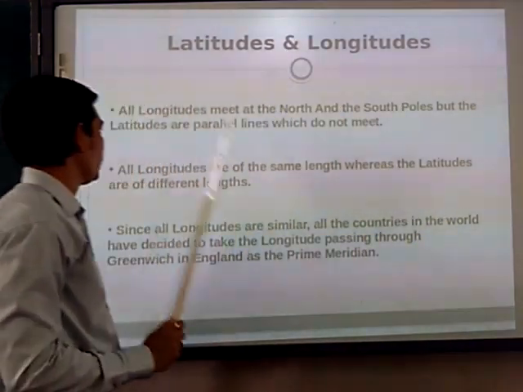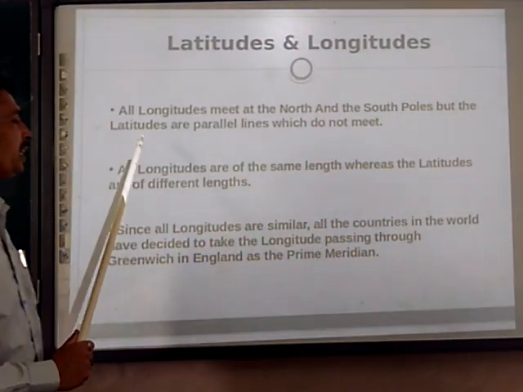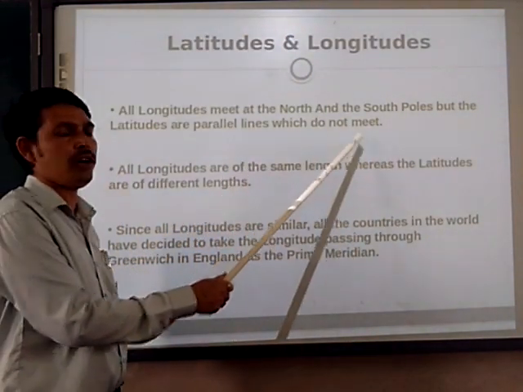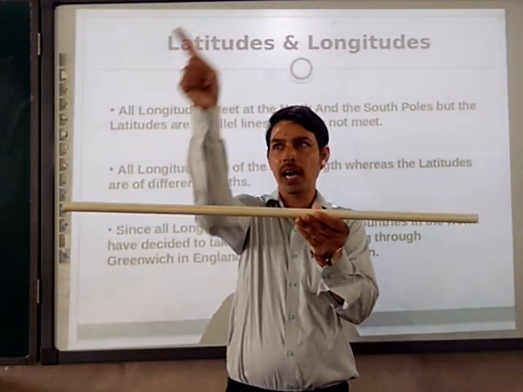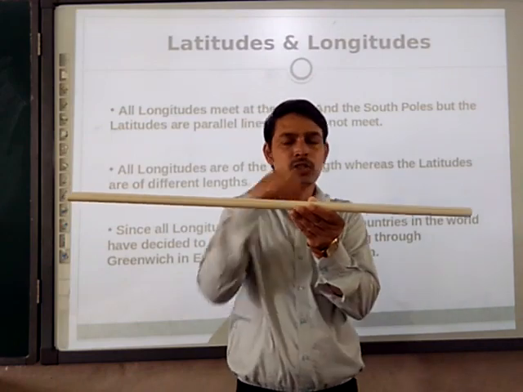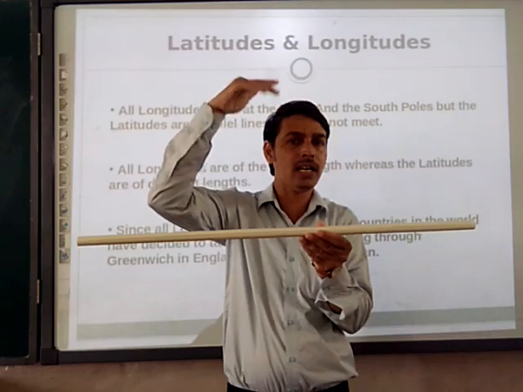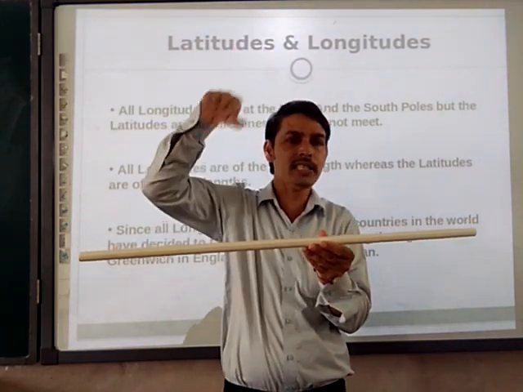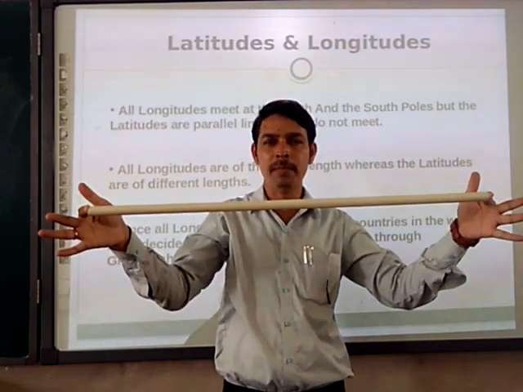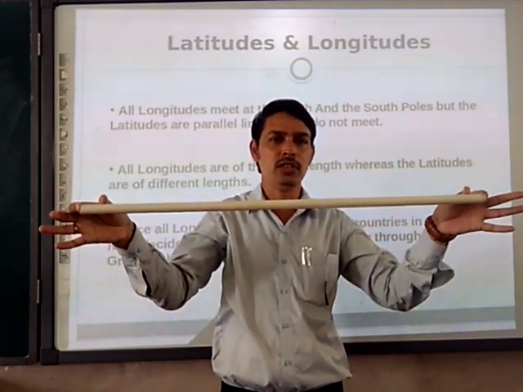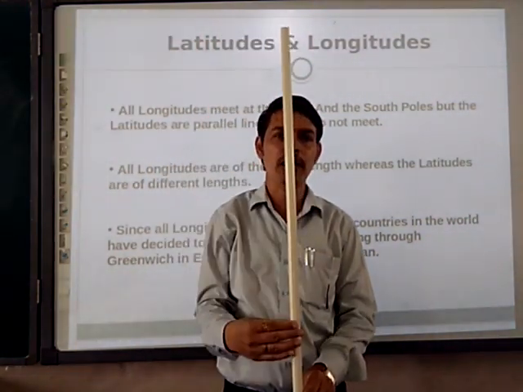Next, moving further, all longitudes meet at the North and South Pole, but the latitudes are parallel lines which do not meet. Already we have seen, if I am making a circle here, this is going to be the equator, then above the equator the Tropic of Cancer, Arctic Circle, then the polar region. These are the important parallels of latitude. A horizontal line, if I am measuring like this, is latitude. If I am doing like this, from North Pole to South Pole, longitudes are there.